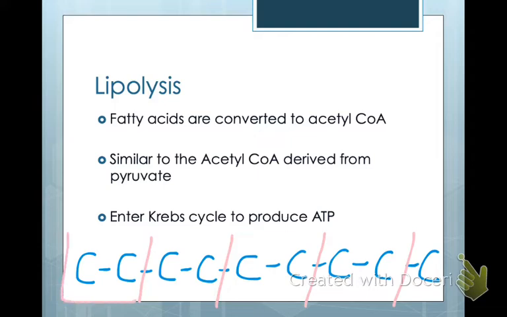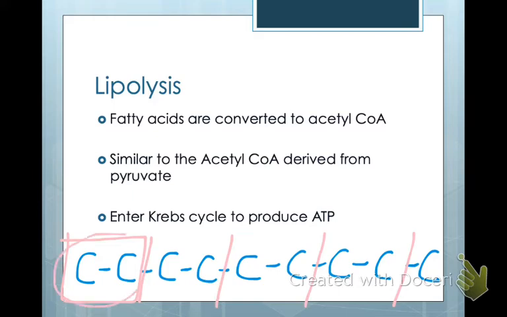So you end up with something that resembles acetyl-CoA, which is derived from pyruvate. And this molecule then enters the Krebs cycle in the mitochondria to produce ATP. And depending on the size of the fatty acid will depend on how much ATP is produced. So I've drawn here just a 9-carbon one because that's all I could fit there.